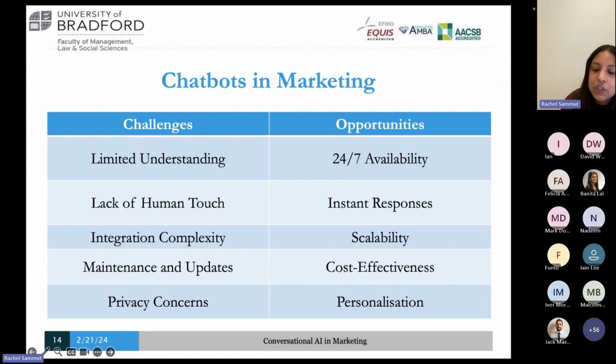Instant responses as well. Chatbots are able to get back to people instantly without wait times. You don't have to have a room full of customer support agents who can only pick up one phone call at a time. Chatbots can answer as many queries as needed, which reduces wait time and also can improve customer satisfaction. We have scalability. They can handle multiple conversations simultaneously, as I mentioned before, which can allow businesses to scale their customer support operations. They're very cost effective.